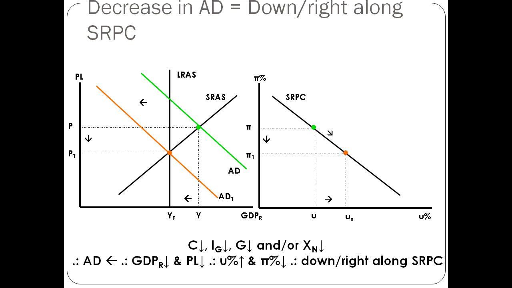So if you have a drop in consumption, gross private investment, government spending, or net exports, that implies that aggregate demand is going to shift to the left, which implies that real GDP is going to fall and the price level is going to fall, which implies that the unemployment rate is going to go up and the inflation rate is going to go down, as you can see on your movement along the short-run Phillips curve. And this, of course, is a down-right movement along the short-run Phillips curve.